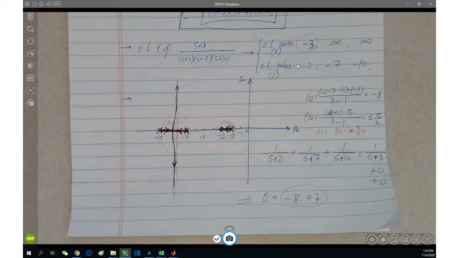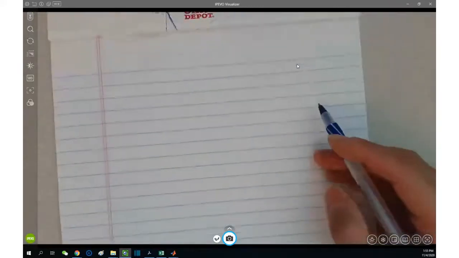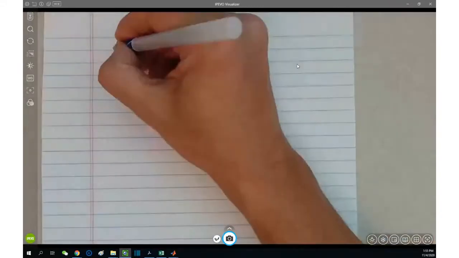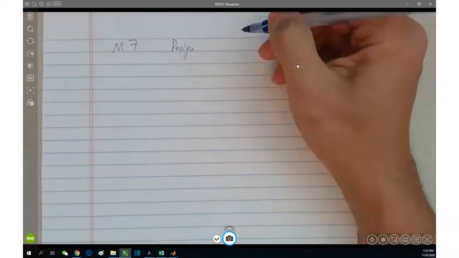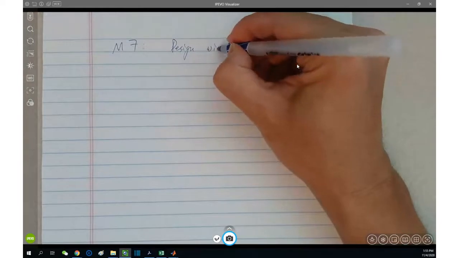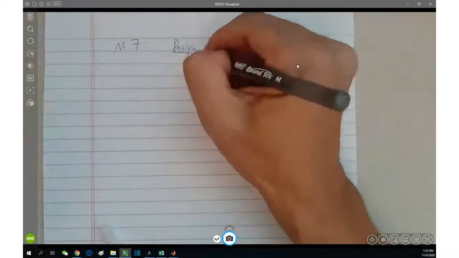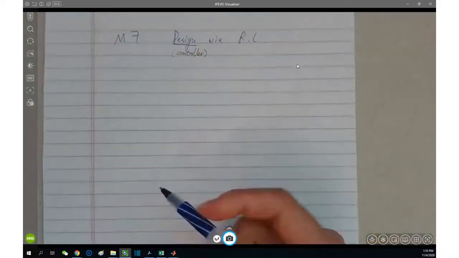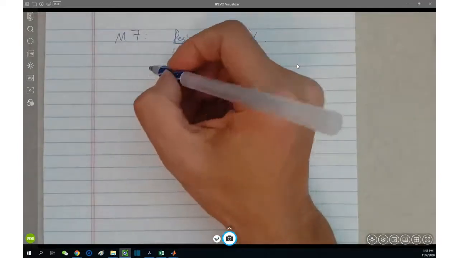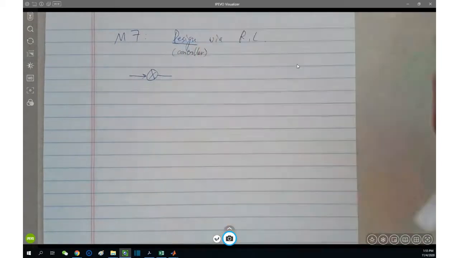All right, if this is fine, then we can go ahead and start the next module. Module 7, the design via root locus. This design means, of course, design of a controller. And in our mind, we are talking about a system like this. This is something we have talked about in the past.